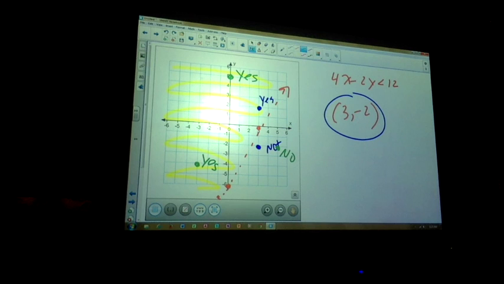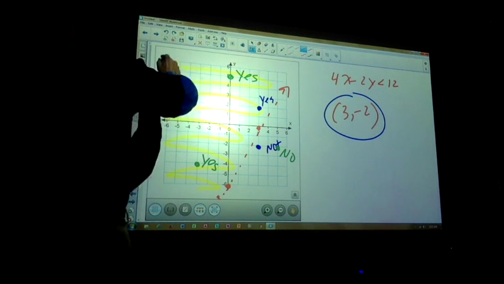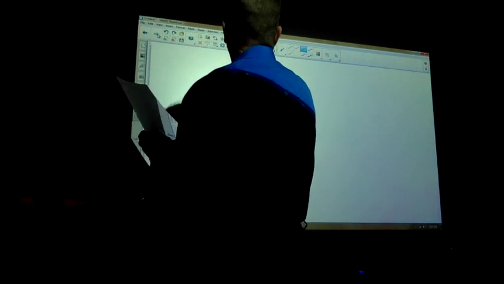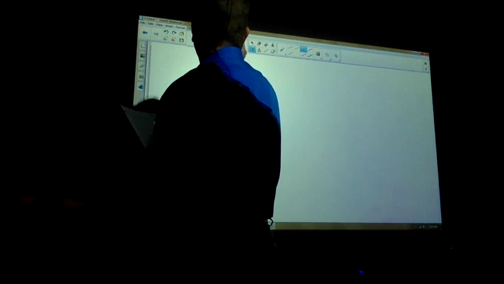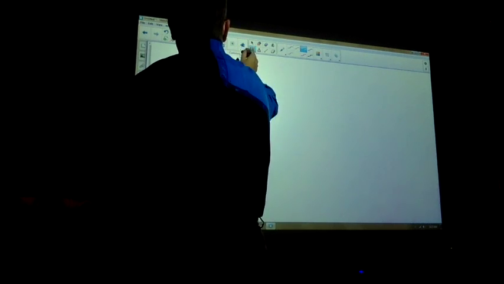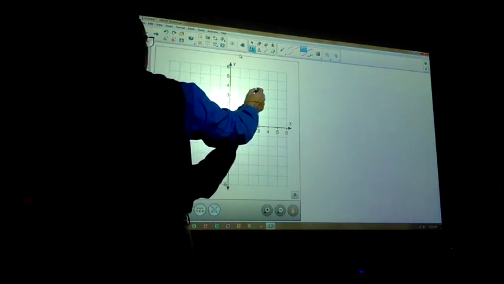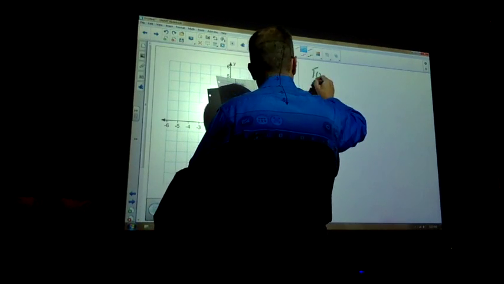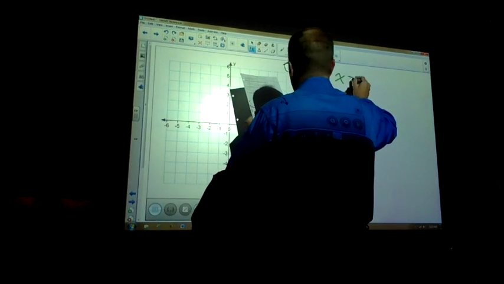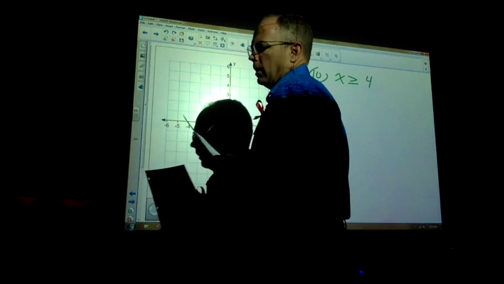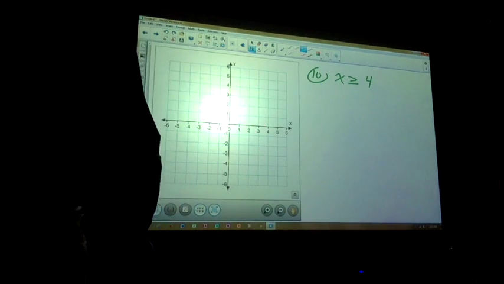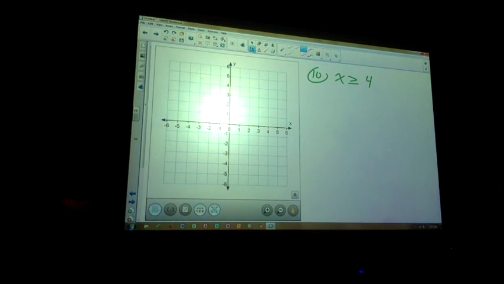And 10, 11, 12. I saw a couple of you had this error. Okay, so let's put this up. Math, graph, Cartesian. And then problem number 10. We want x is greater than or equal to 4. Guys and girls, I can't tell you how many times I keep seeing this. And it's the same people making the same mistake. So look up here, pay attention to what I'm doing.